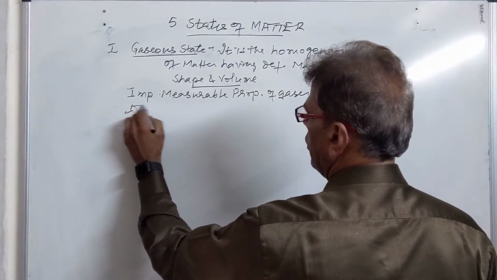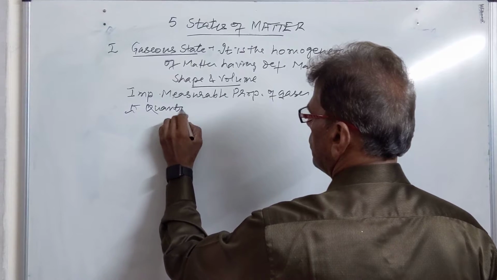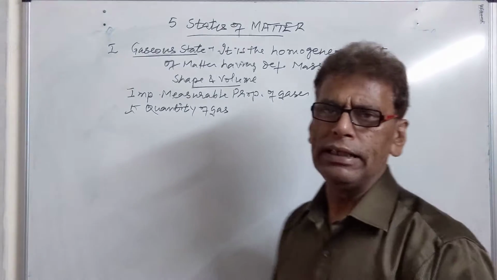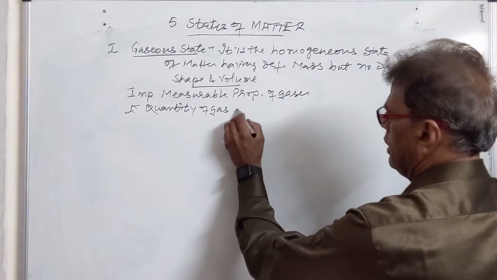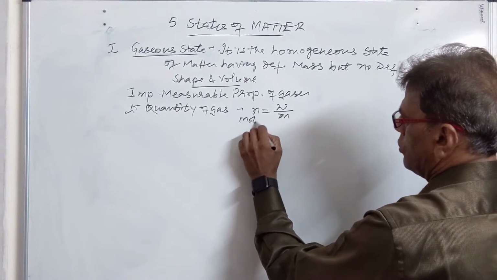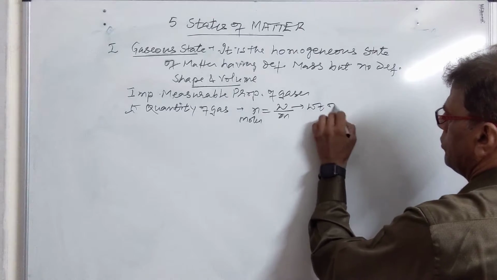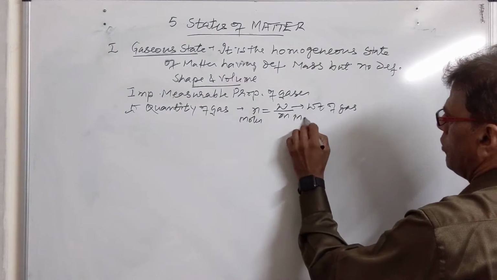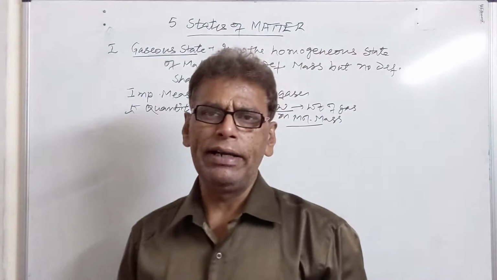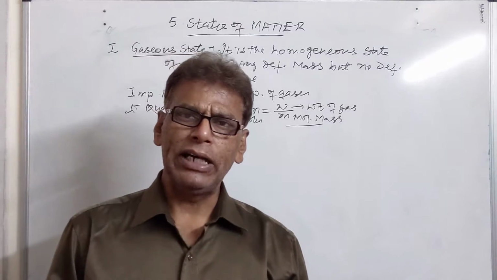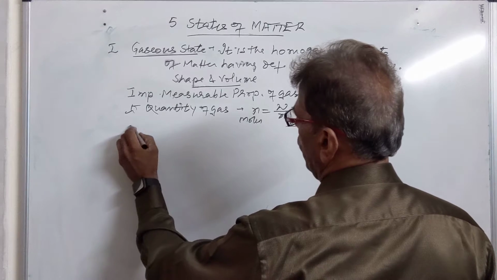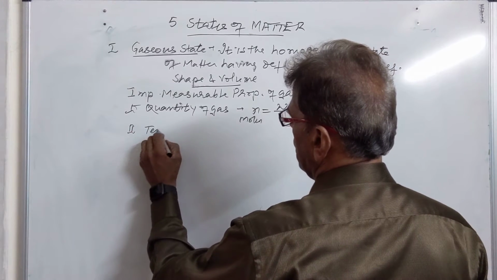First is the quantity of gas. The quantity of gas is generally expressed in terms of moles, that is equal to n is equal to W by M. These are the moles. W is the weight of the gas. M is the molecular mass of the gas. So if we have a particular weight of the gas and we divide that weight with the molecular mass of the gas, we get the number of moles of that gas. Then we have the second important measurable property, that is temperature of the gas.